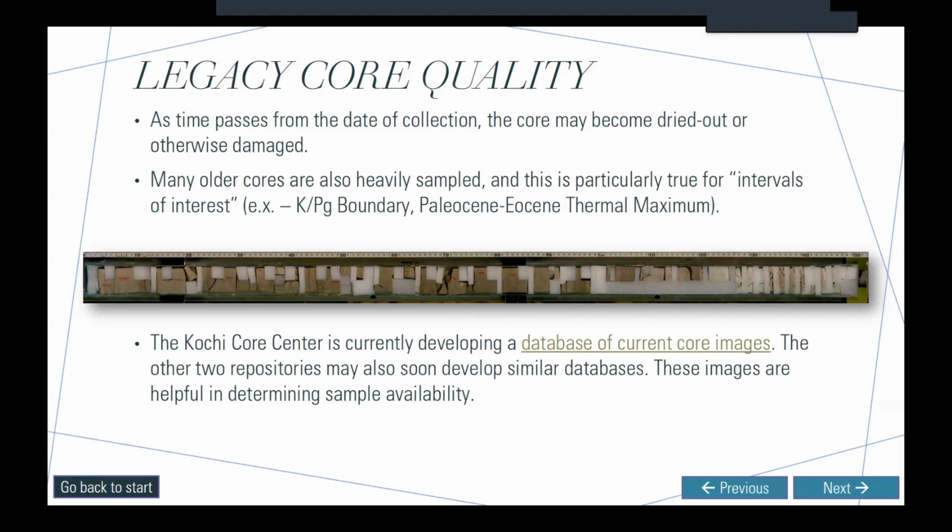Right now, the Kochi Core Center is developing a database of current core images. And I say current core images. These are not the images from the ship, but they are this picture here. This is an example from that database of the current status of the core, sort of how much material is remaining. And it's super useful. And they have a lot of them in there. They don't have all of them in there. I know they're still working on it. And I know the 2 other repositories may soon develop similar databases just because it's such a useful tool when you're trying to go back and sample some of these materials.